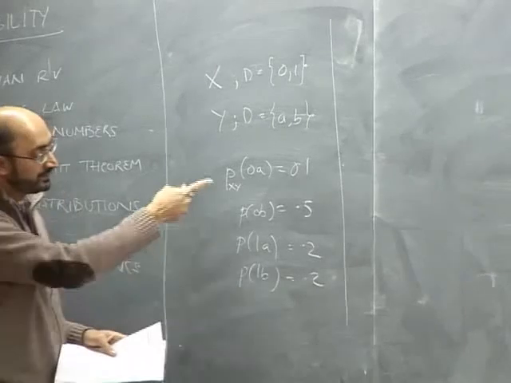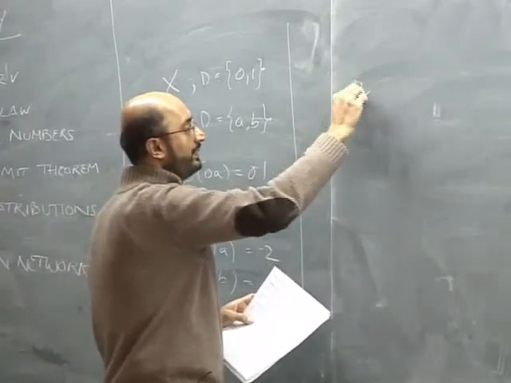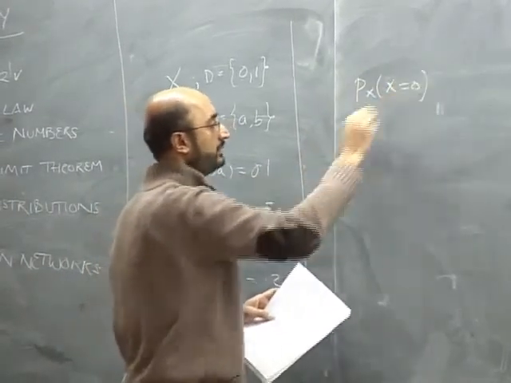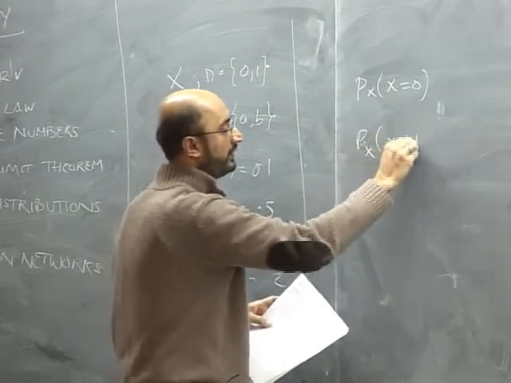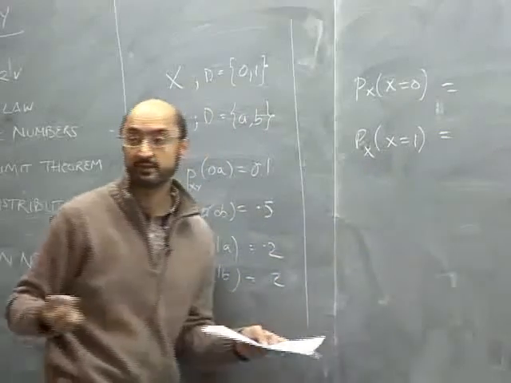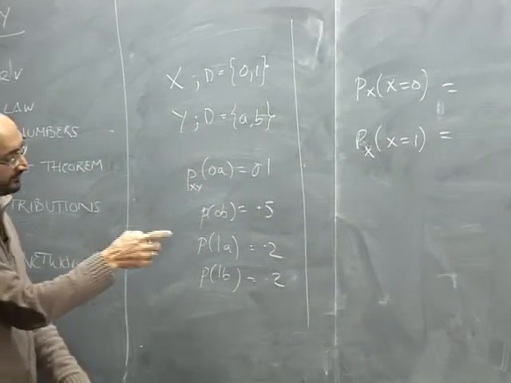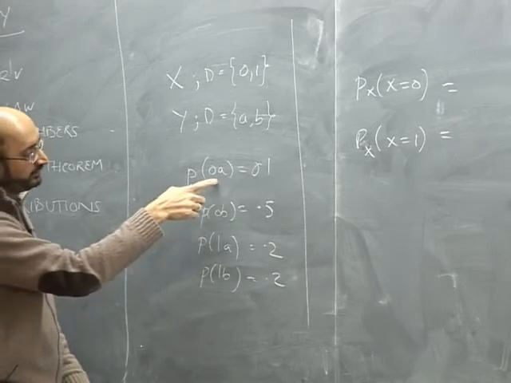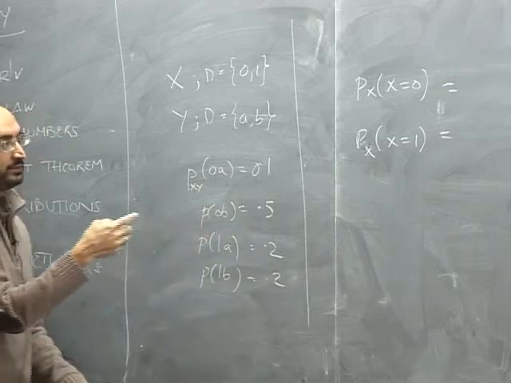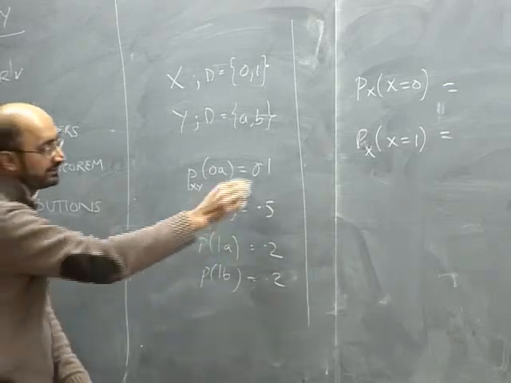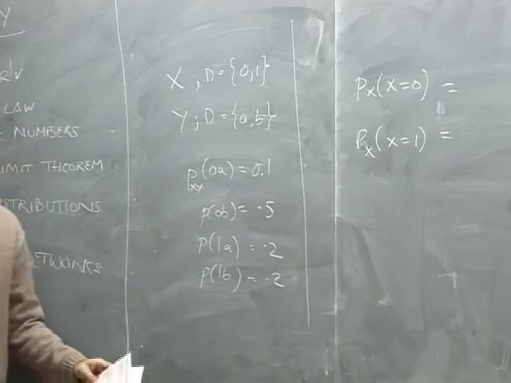Okay, so we're given this. I want to know what is the marginal distribution of x. So what is P of x equals 0, and what's P of x equals 1? And that is the marginal distribution of x. Okay, so the way we do it is like saying, 0A is 0.1 and 0B is 0.5. So the probability x is 0 has got to be the sum of these two, 0.1 and 0.5, because when we say x is 0, it means I don't care what y is.